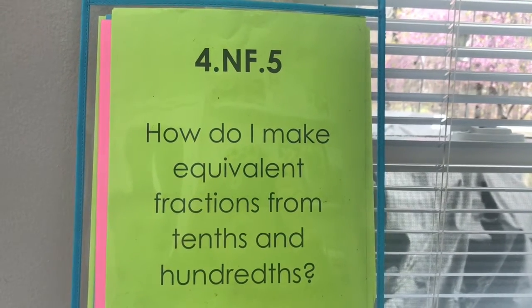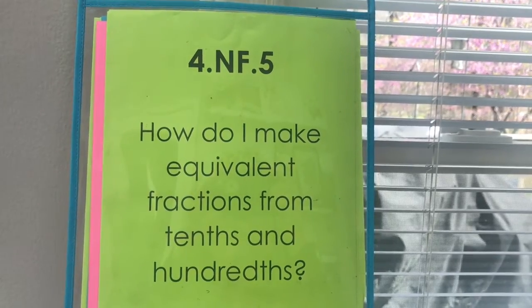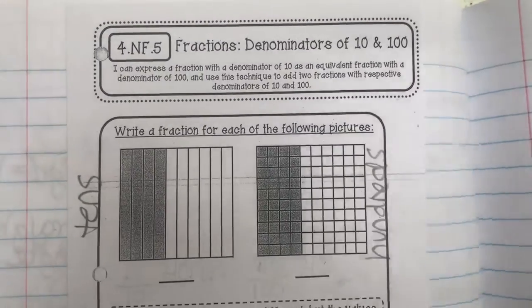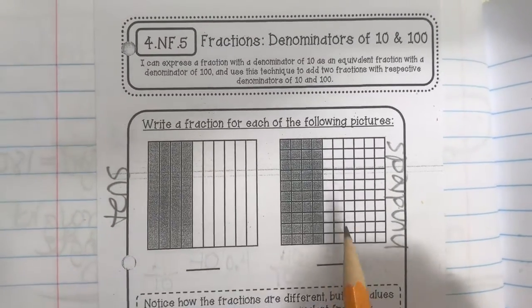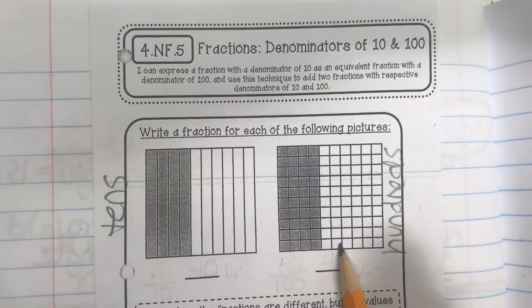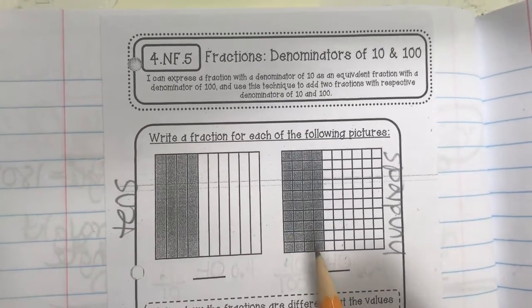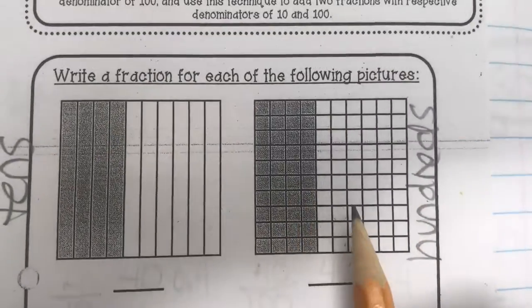Hey there everyone, I'm here to talk about 4.NF.5, which is how do I make equivalent fractions from tenths and hundredths. Starting off by looking in our math notebook, here you can see these two boards which I hope look very familiar to you. This one right off the bat you should recognize as being a hundredths board, and it is a hundredths board because each one of the squares in this board represents one.